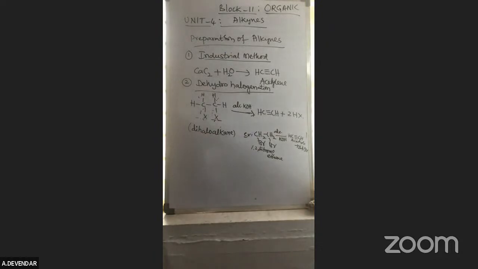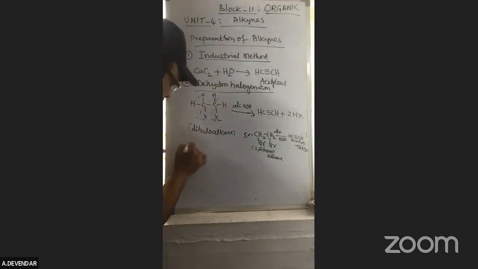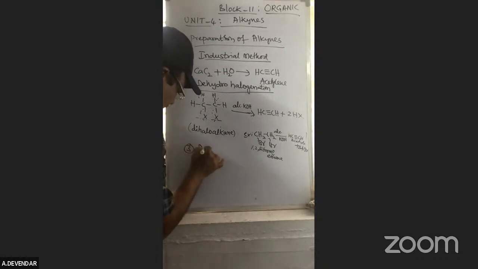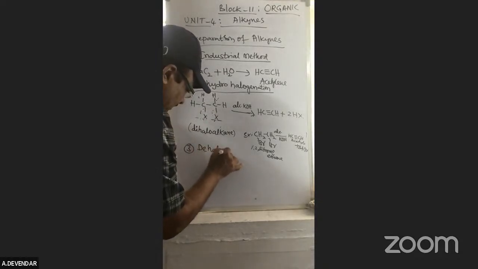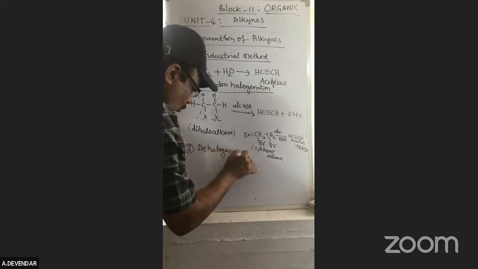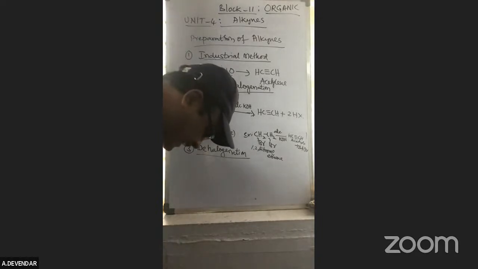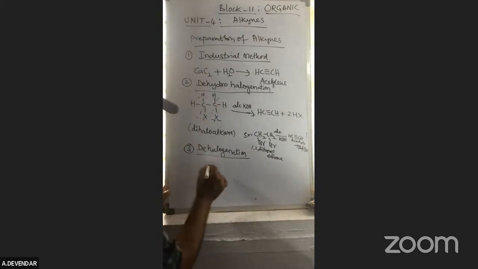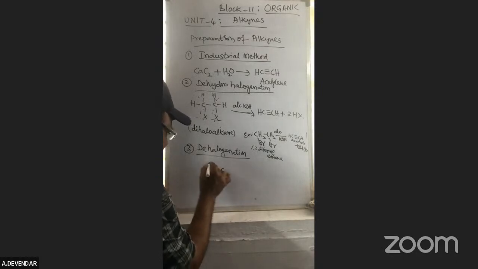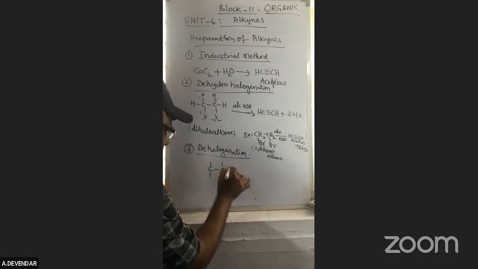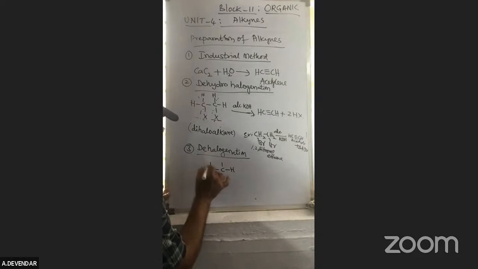Next, we will go to dehalogenation, simple dehalogenation. The third method, I am writing dehalogenation. What happened here? Only halogens are removed. That's all. In dehydrohalogenation, hydrogen as well as halogens are removed, but here, only halogens are removed. I'm taking a very simple compound here. Suppose I'm taking the general one.